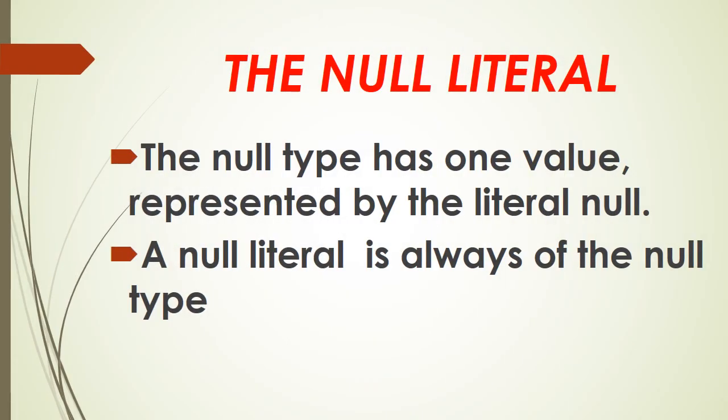The last one is the null literal. The null literal has only a single value, that is null. The null literal is always of the null type and it has only the one value, that is null. So these were the different types of literals: character literal, string literal, null literal, then integer literal, floating literal, boolean literal. These all are the types of literals.